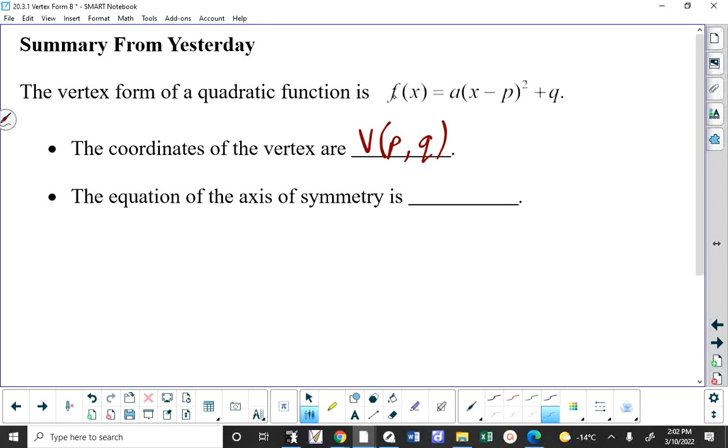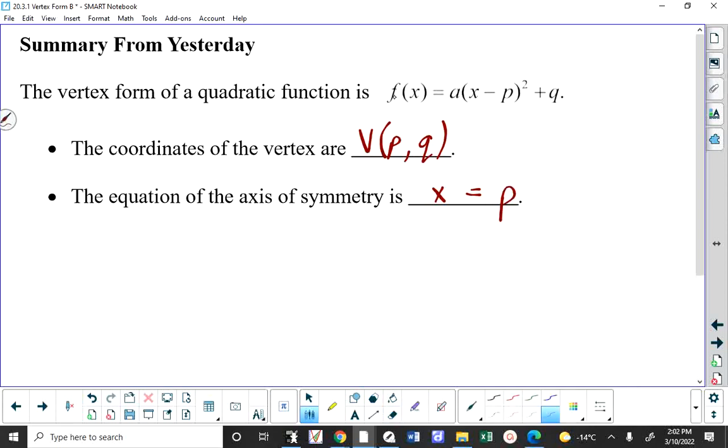The reason why is that p shifts the parabola p units left or right based on whether p is positive or negative. So if p is positive 5, the parabola is going to be shifted 5 units to the right, which means the vertex will be over at x equals 5 somewhere. That leads us right away, and I'll get back to the q in a second, to the idea that the equation of the axis of symmetry is x equals p.